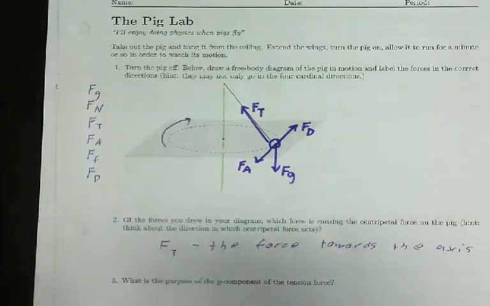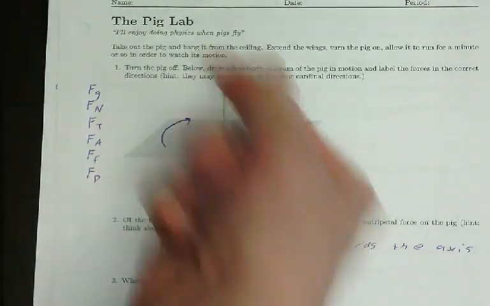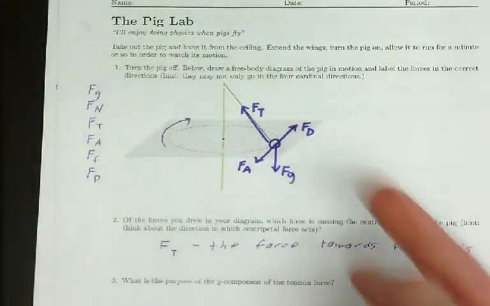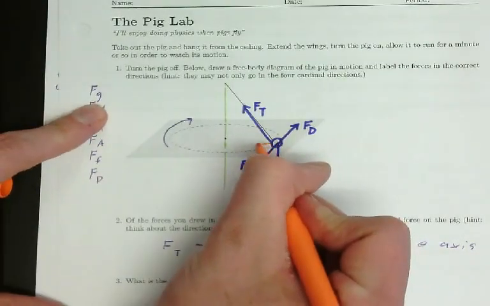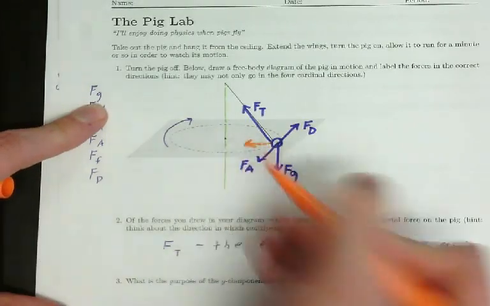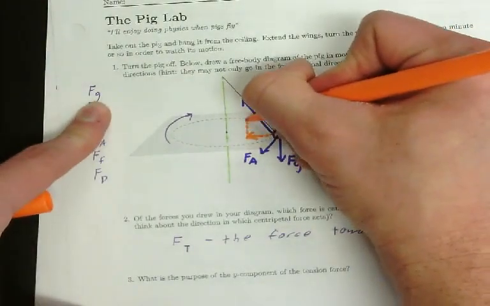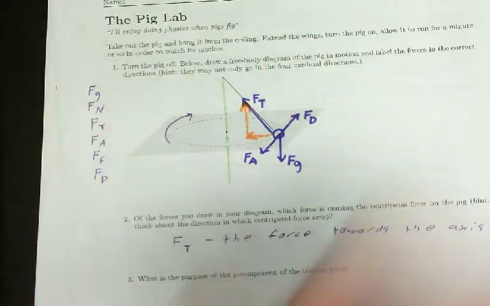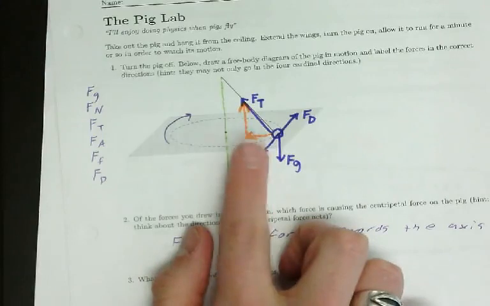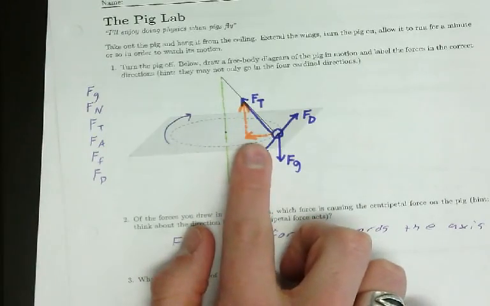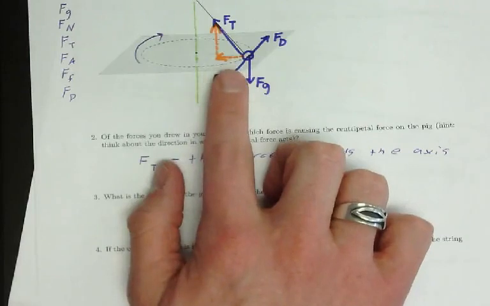Now, you may be saying to yourself, Mr. B, it's not towards the axis, it's up towards the point. It's not in towards the green axis, it's up towards the point. Ho, ho, ho! But it is, because it's a 2D force. Which means part of it is forward and part of it is up. The forward part is the one towards the center. So this is the part of the tension that causes it to move in a circle. So it is F_T, specifically the x component, but it is F_T.